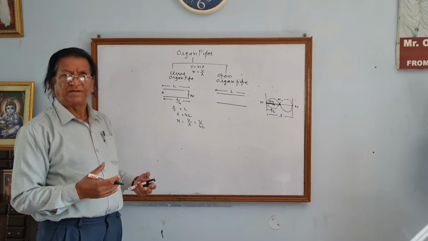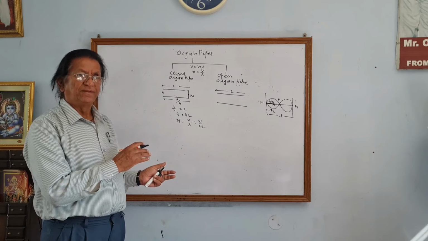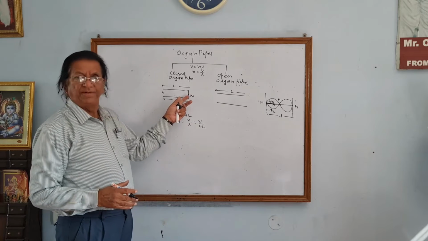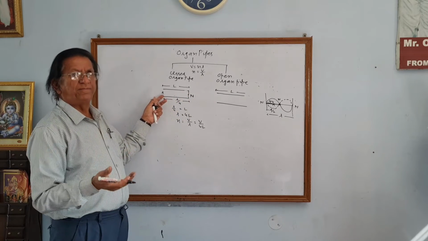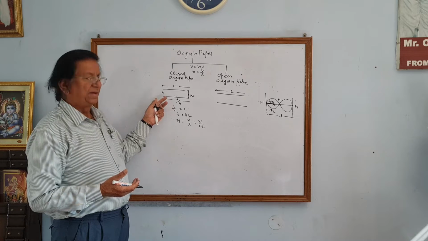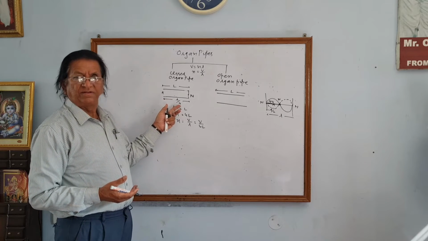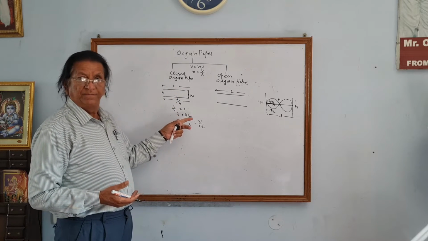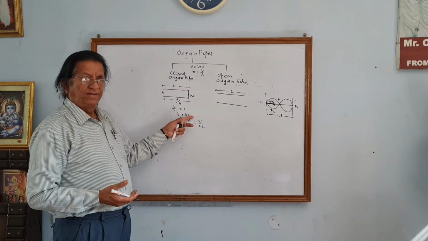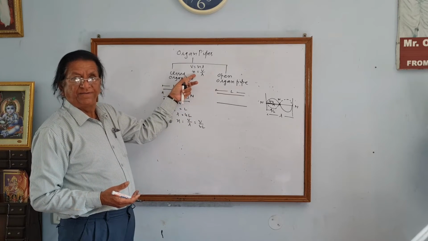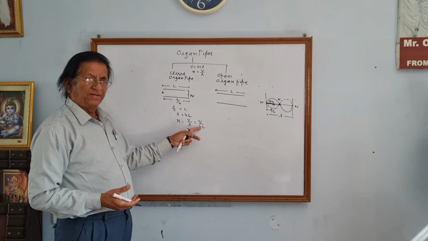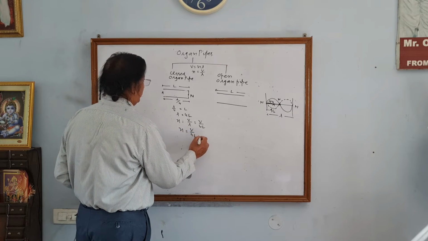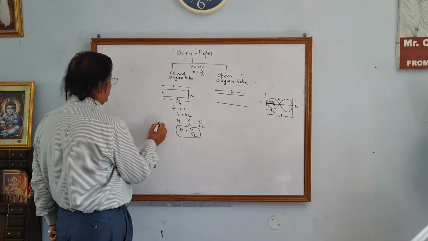In case of a closed organ pipe, one end is open, one end is closed. The closed end will form a node, and the open end, where air is free to vibrate, will be an antinode. The distance between node and antinode is this, and this is the length of the organ pipe. So you express lambda in terms of L, then apply this relation to find out the frequency. It is v by lambda, lambda is 4L. This is the fundamental frequency, the lowest frequency, which is called the first harmonic.